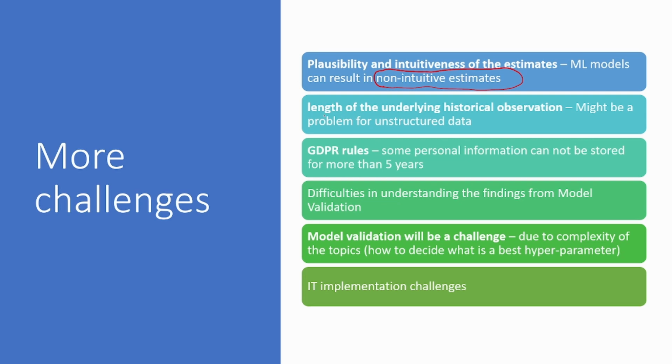Then the other concern is the length of underlying historical observation. This might be a problem for unstructured data. In IRB model development, you need at least 5 years of data. Okay, and you may not have 5 years of unstructured data for a given variable, but you could also exclude these variables, right? So that should not be a problem. GDPR rules: for some personal information, you cannot keep data for more than 5 years, and we may want to use such data in ML model development, but that is not acceptable to regulators, because you need to have 5 years of data.